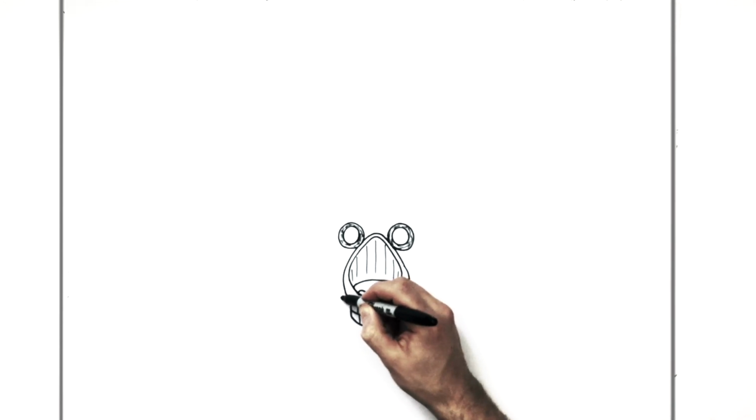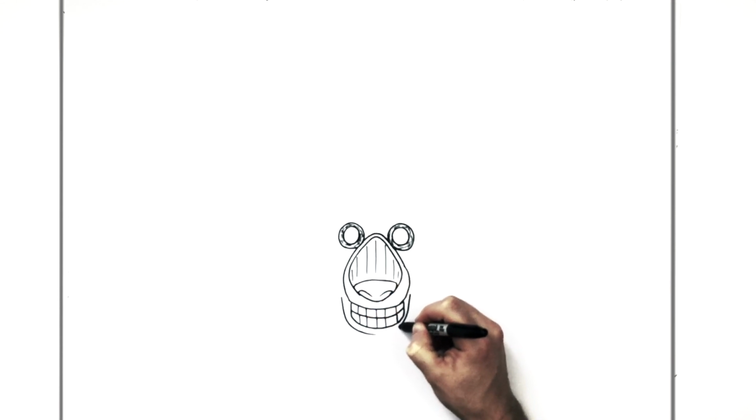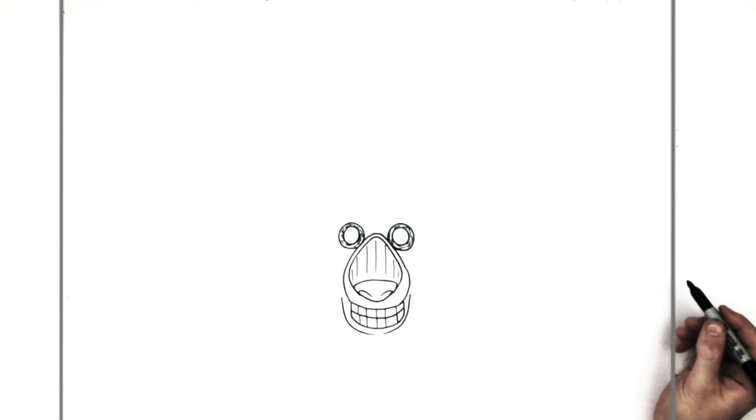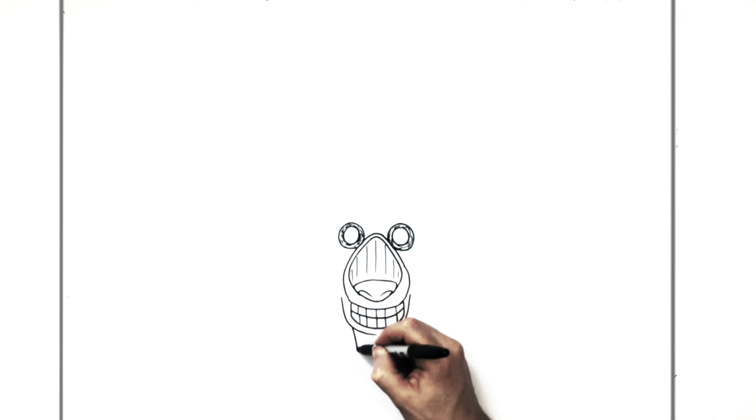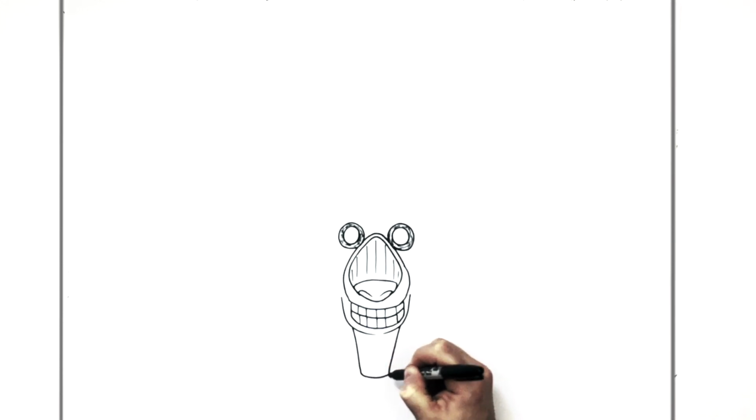Right, so then we have his bottom lip, right? So it just comes in here, like that. And he has a big long chin. It comes down from his lip, comes around. Then we have the top.